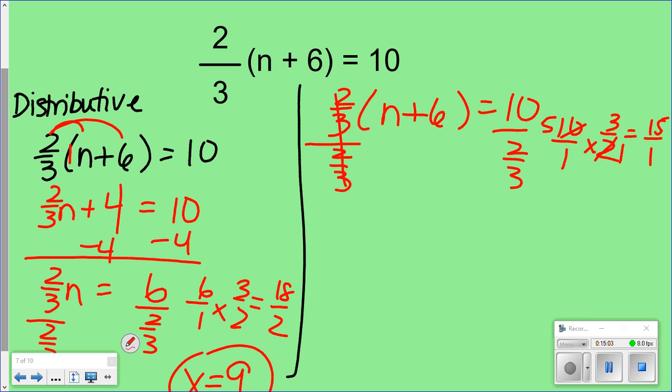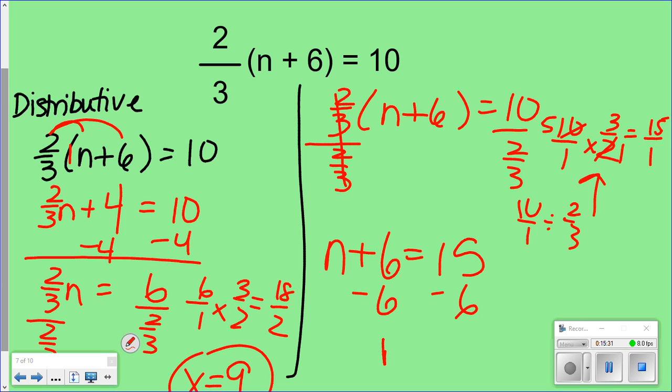I just did my division, just like normal. I'm not done yet. So, did you do this, Landon? 10 over 1 times 3 over 2, because I had to change it. So it'll be like this, and I flipped it, and I got 15. Oh, shoot, I remember that. Then I do n plus 6 equals 15. Minus 6, oh, n is 9.